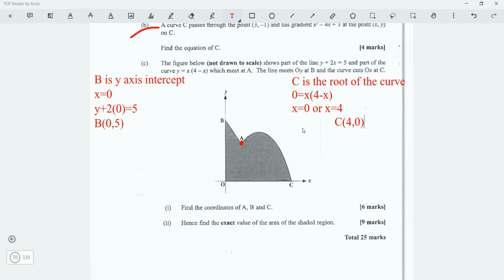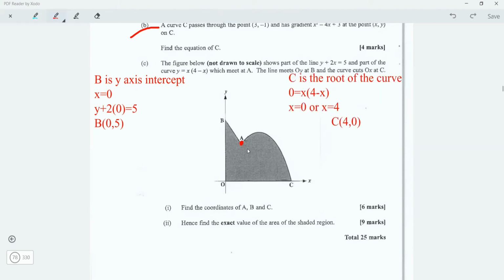It can't be the one where x is 0, because x is 0 and y is 0 is right here. That would be the origin. So C has to be 4, 0. Does that make sense? Yeah? Yes, sir. Now we need to find where both of them intersect.